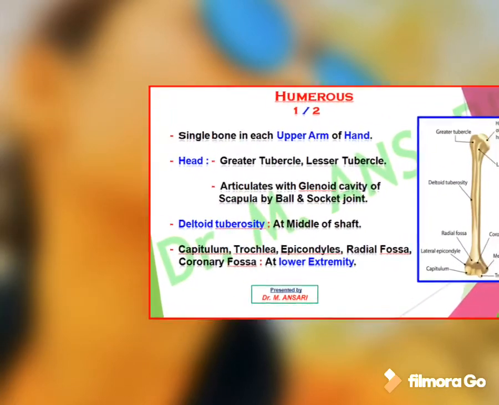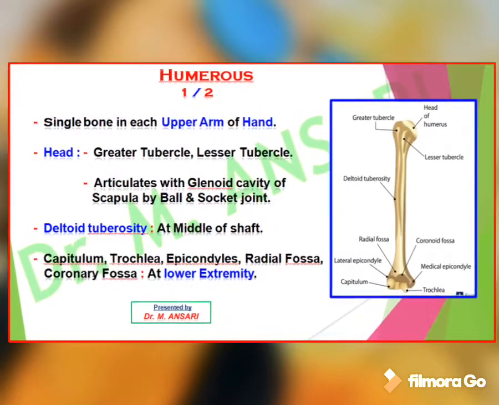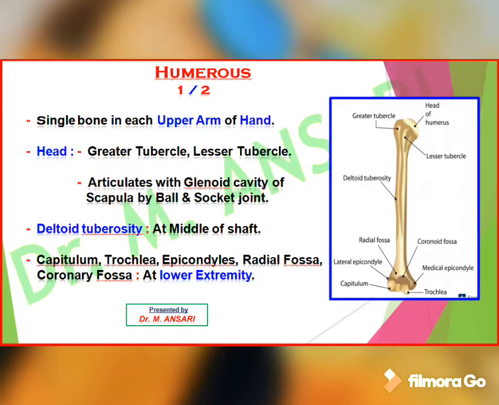Humerus is a long bone, 1 in number, present in the upper arm of the hand. The head of the humerus consists of the greater tubercle and lesser tubercle. This head articulates with the glenoid cavity of the scapula of the pectoral girdle by forming a ball and socket joint. The characteristic feature of the humerus is the presence of the deltoid tuberosity, which is present at the middle of its shaft. The deltoid tuberosity gives attachment to the muscles.